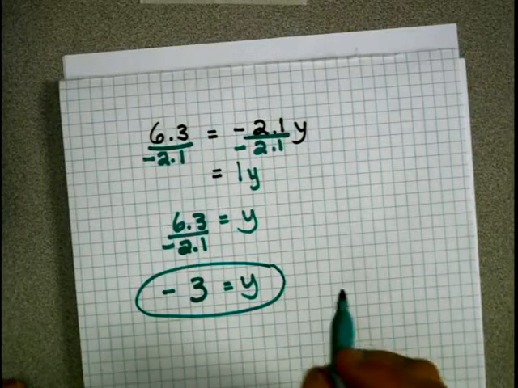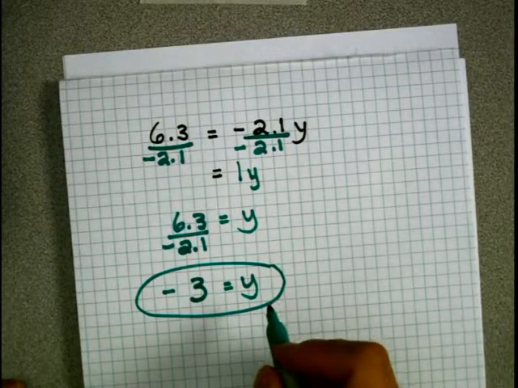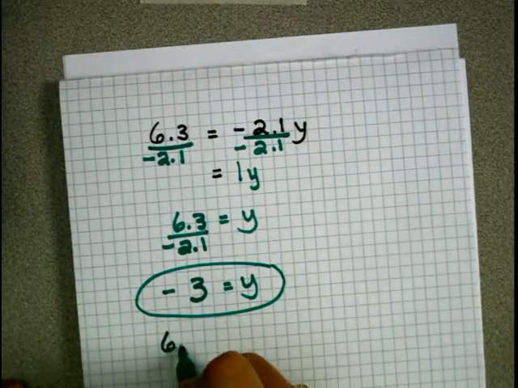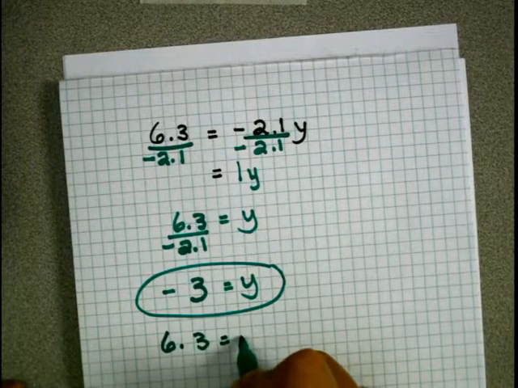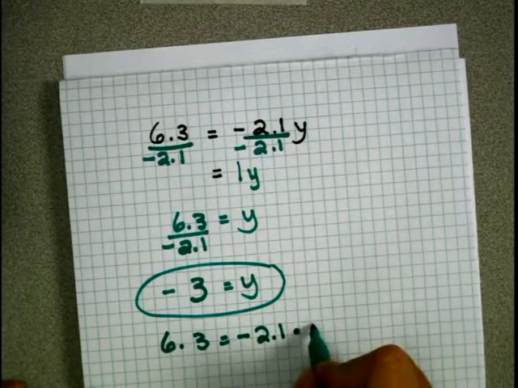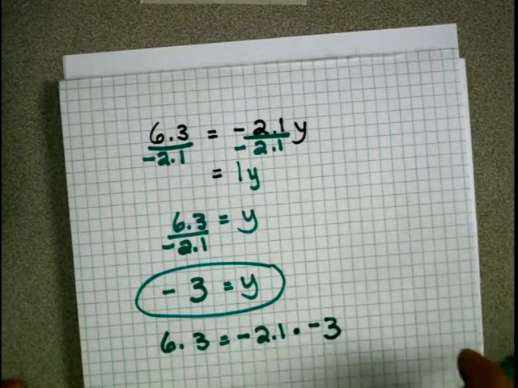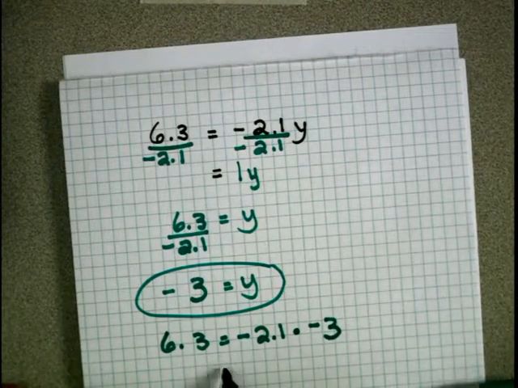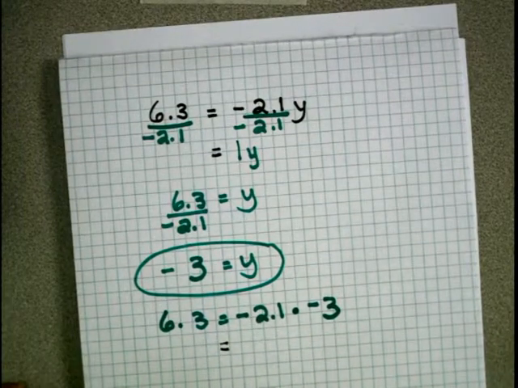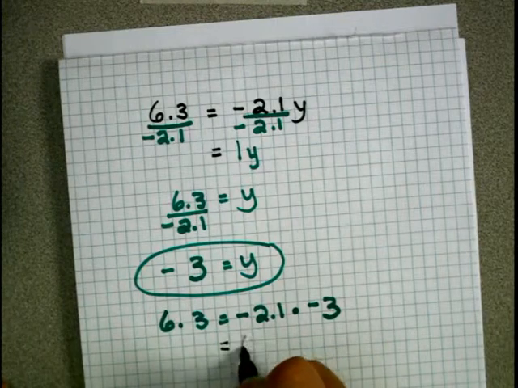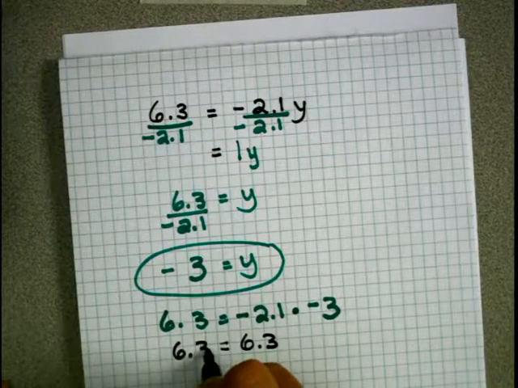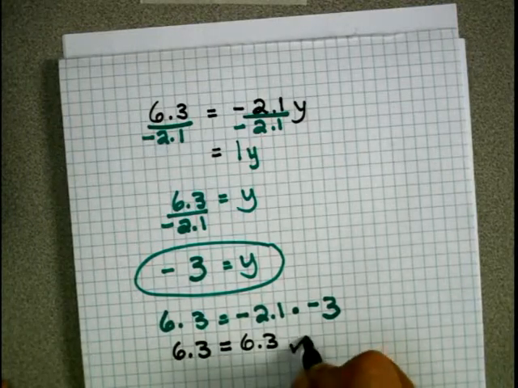We can go back and substitute the value for y to make sure that this equation is actually equal. And so we've got 6.3 is equal to a negative 2.1 times the y, which we've now said is a negative 3. And if we multiply it together, negative times negative equals positive, and 2.1 times 3 would be 6.3. And 6.3 does indeed equal 6.3. So we've solved correctly.